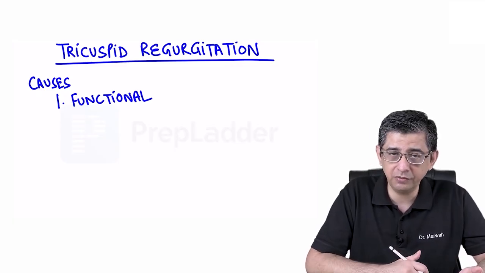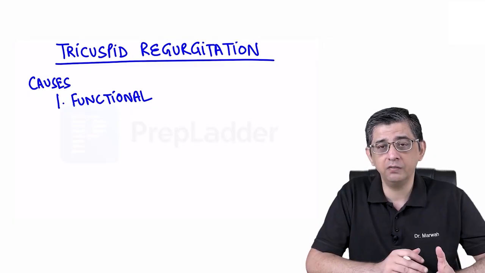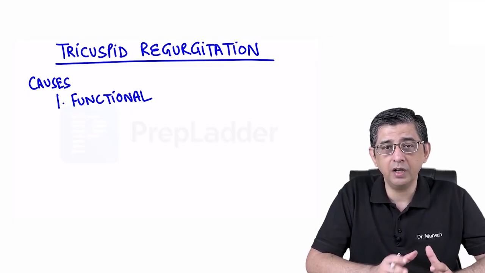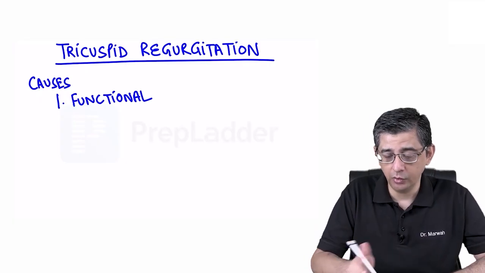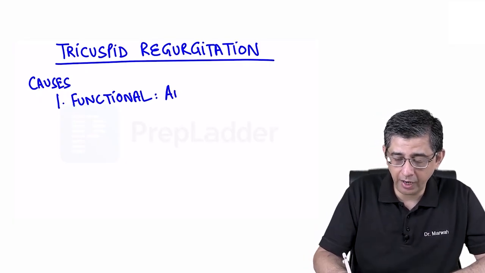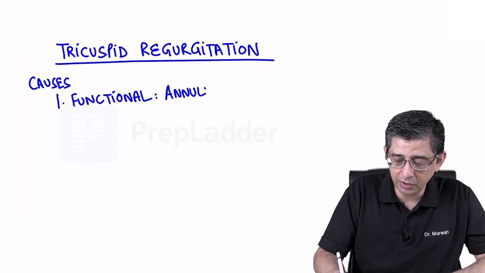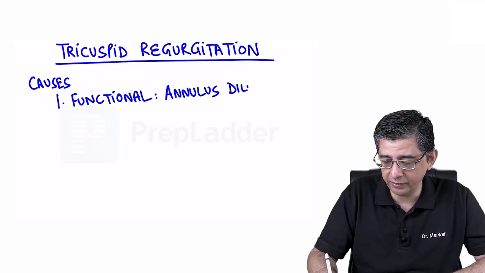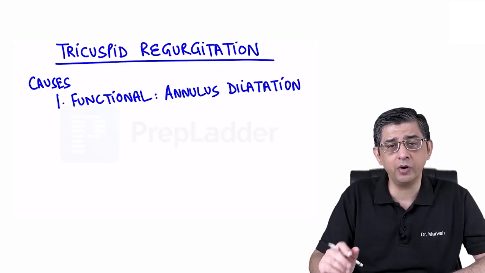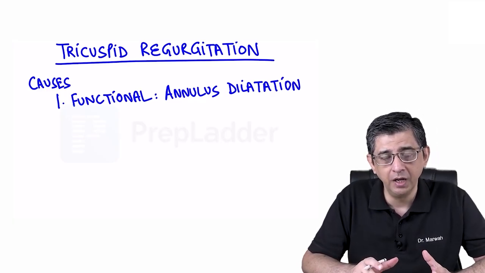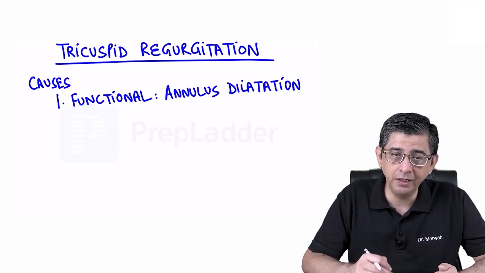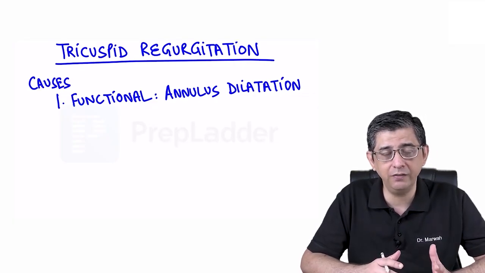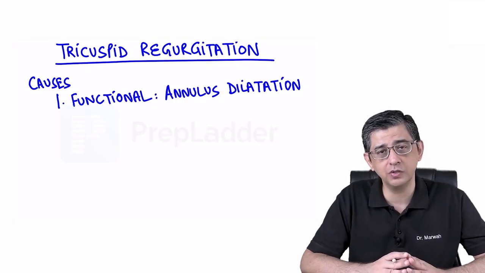If the valve leaflets are fine, if the chordae tendineae are fine, if the papillary muscles are fine, why are we having an insufficiency? The reason behind development of this would be annulus dilatation. You see, once the tricuspid valve annulus dilates, even if the valve leaflets are fine, they will not be able to approximate or close tightly, as a result of which the blood can leak due to pressure difference between the RV and RA during the phase of systole.